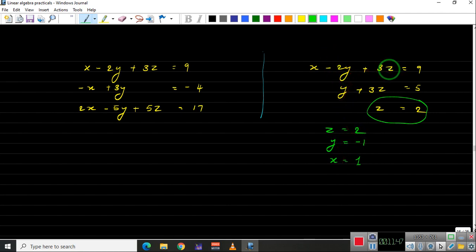So z equals 2, so 3 into 2, 6, y equals -1, so -1 minus 2 plus 2, 6 plus 2, 8 plus 1, 9. Here y equals -1, so -1 plus 3 into 2, 6, -1 plus 6 is 5, and z equals 2. So as compared to the other kind of system, this kind of system is very simple to solve. And the method we have used till now is called back substitution.